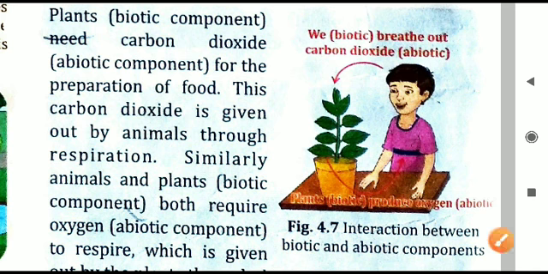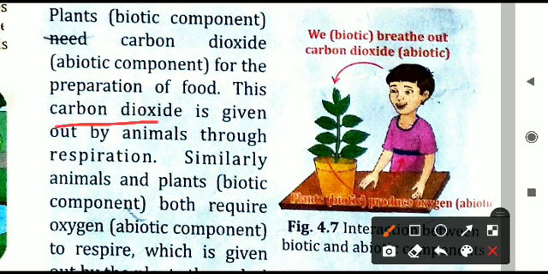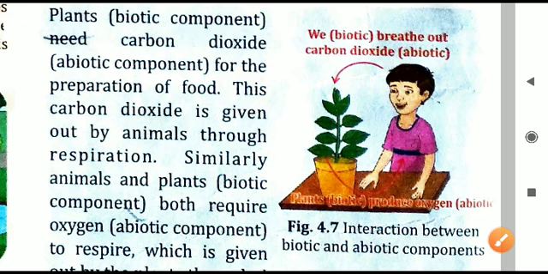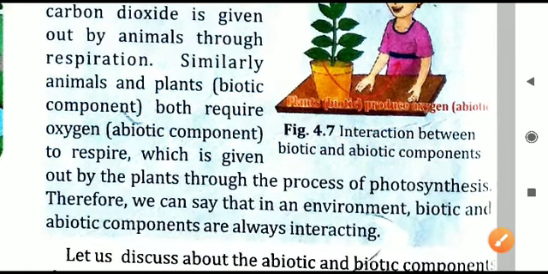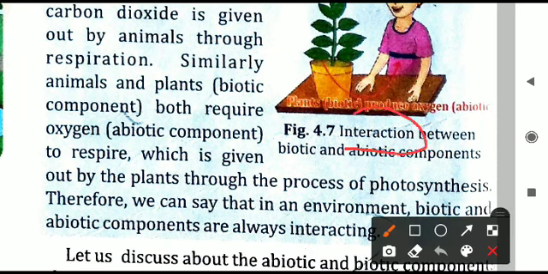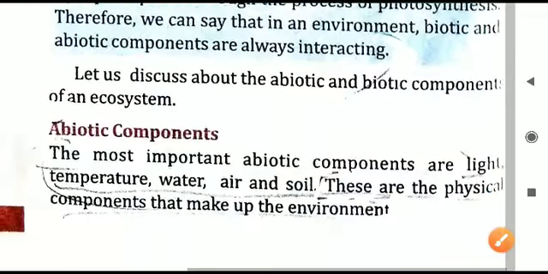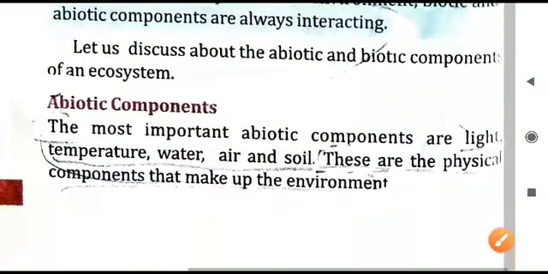You already know, CO2 gas is required for the photosynthesis process, and it is produced by animals through respiration. So we can say, in an indirect manner, there is a regular interaction between the biotic as well as the abiotic component. Both are interconnected to each other. How they are, we will see now in more detail. One by one we will study.